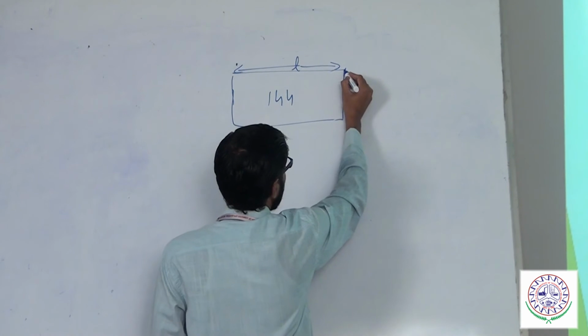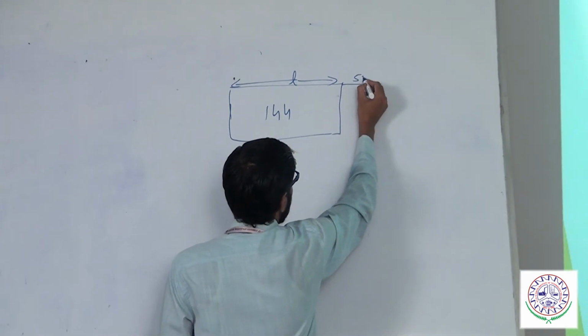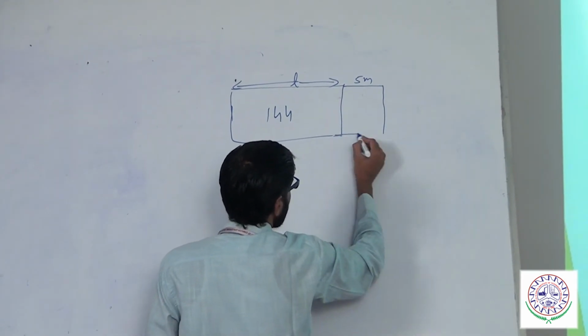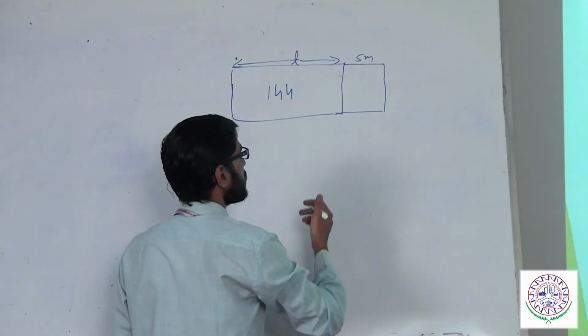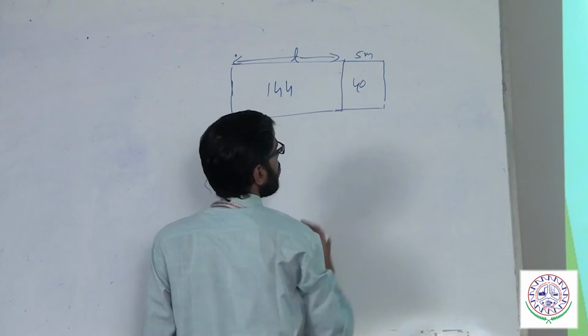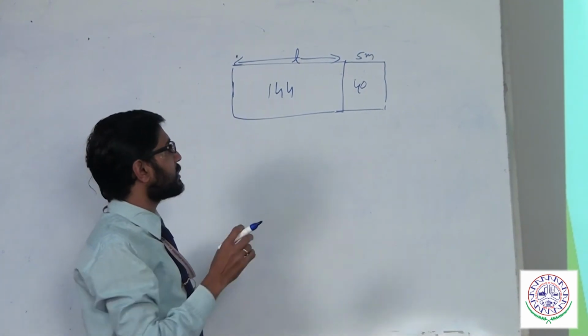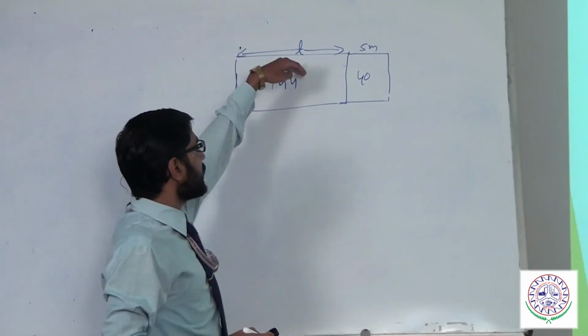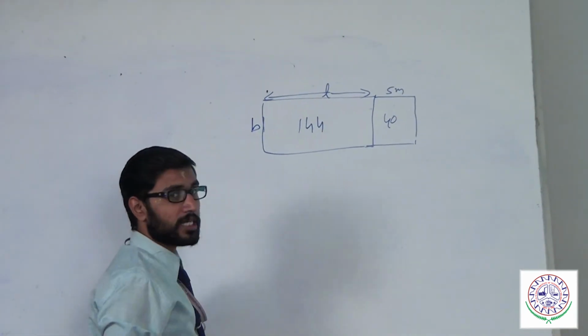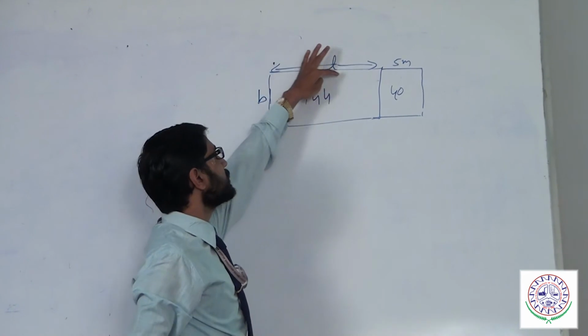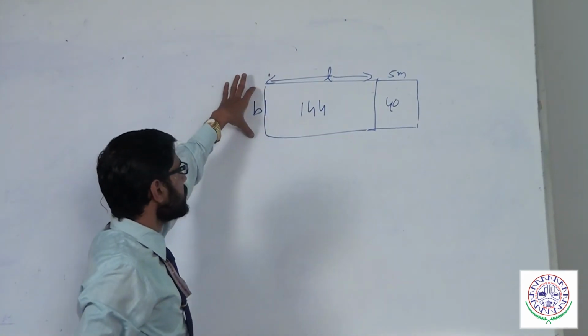They are increasing the length by 5 meters. So if I just increase this length by 5 meters, the area obviously also increases. And how much does it increase? It increases by 40 meters square. What they are asking is the length. They are increasing only the length, but the breadth remains the same. This is very important.